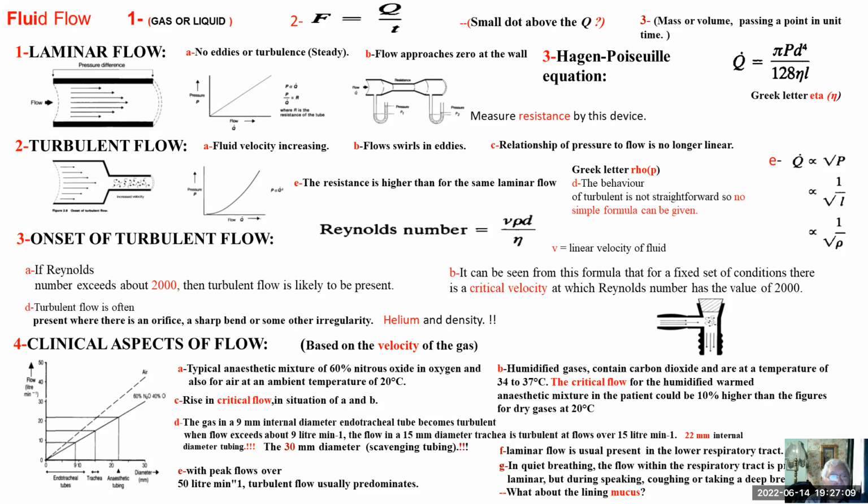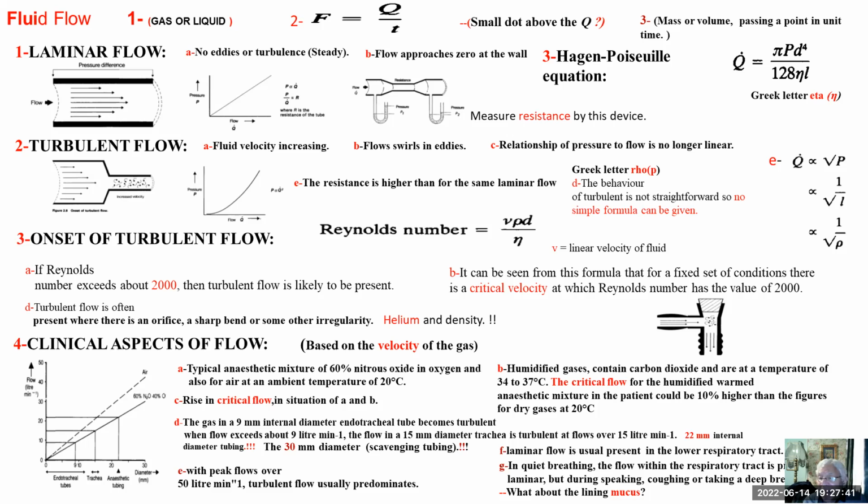On the other hand, in turbulent flow, the fluid is going in a turbulent way. It swirls, and it creates a non-linear relationship between pressure and flow. So if we want to increase the flow, we must increase the pressure much more to gain a proper flow.